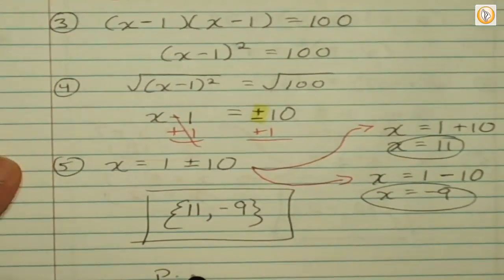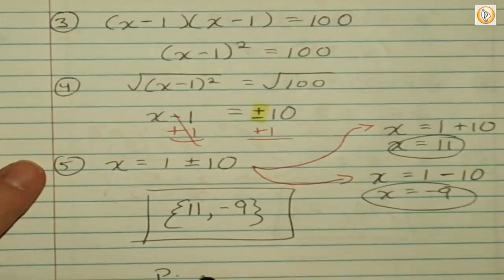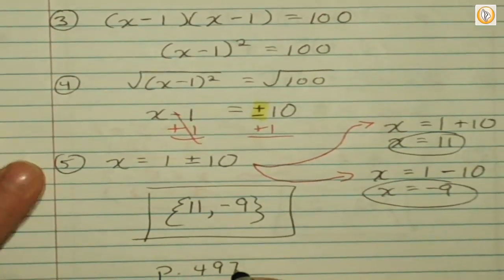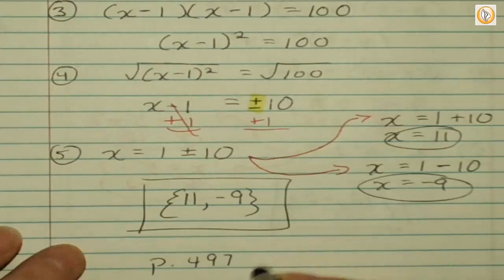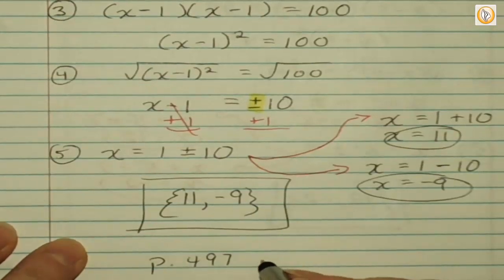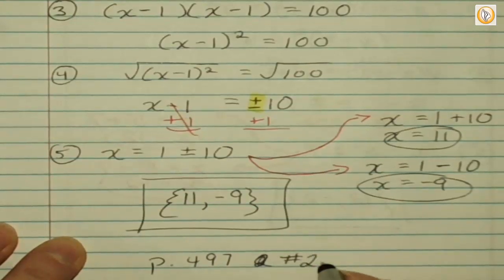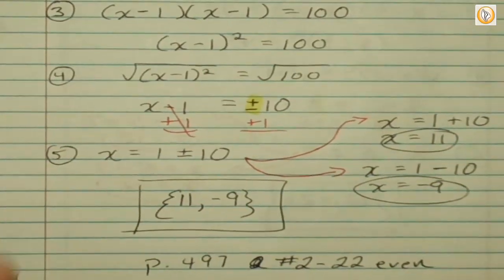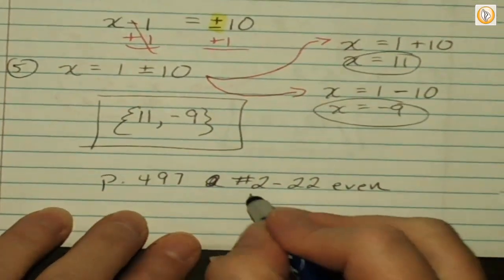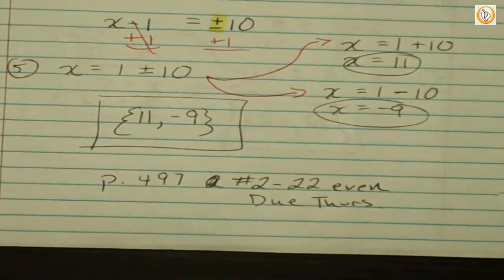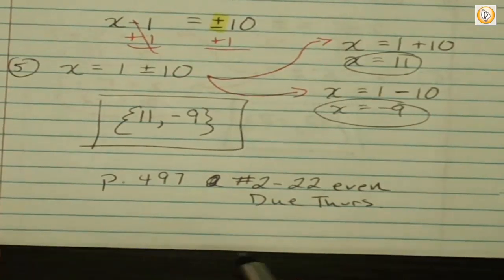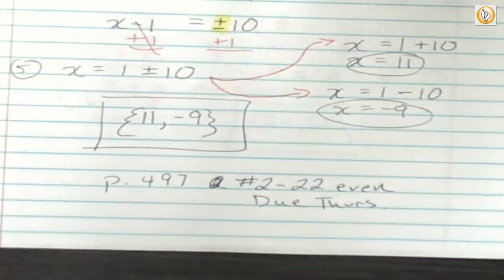Okay, page 497. 2 through 22 even. I'm going to be really nice to y'all. 2 through 18 even. Everyone is only doing numbers 2 through 18 even. It's due Thursday. I think you can handle that. Questions? All right. I'll let you know when there's a quiz. Any questions?